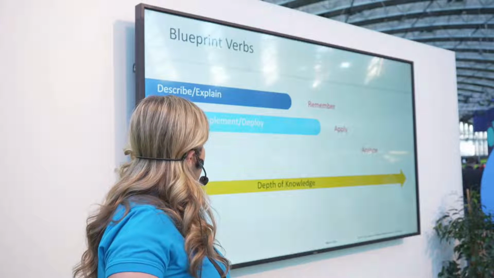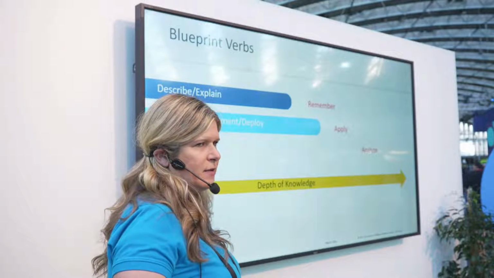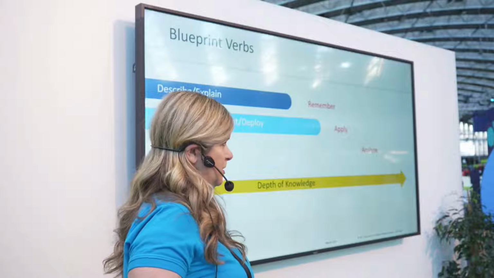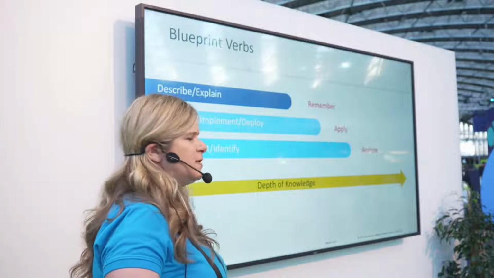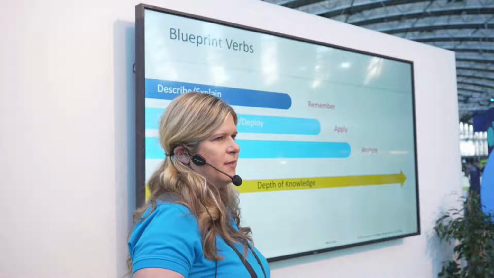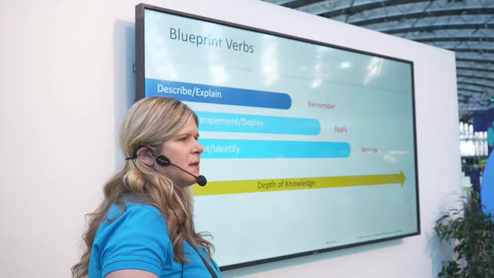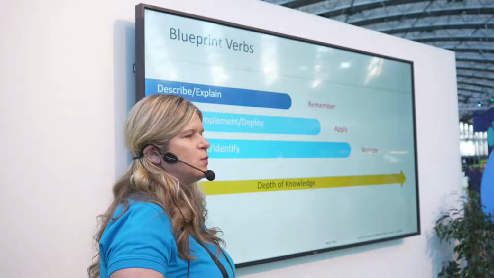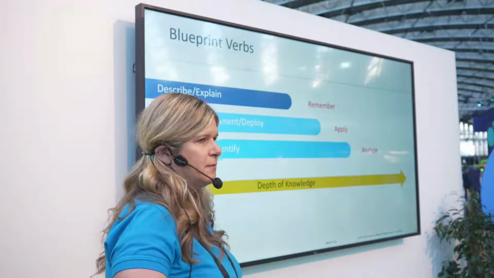We have configure, implement, and deploy. That's at the apply level. So it's going to ask you to actually do something to solve the question. And then we have troubleshoot and identify, which is at our analyze level. So that's going to be given a scenario where you have an actual problem, and you're going to choose which is the next step to fix the problem.